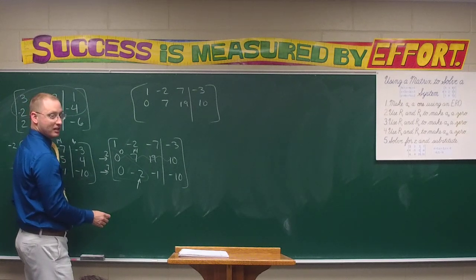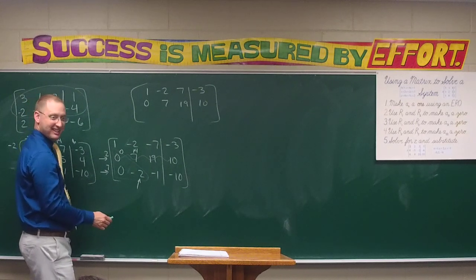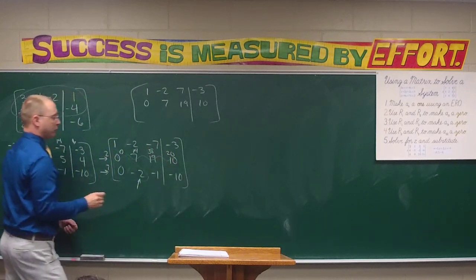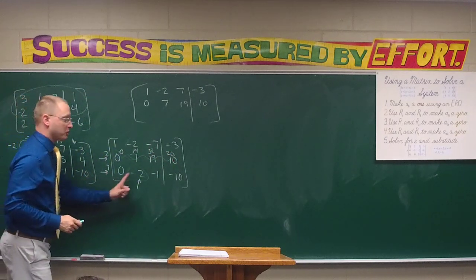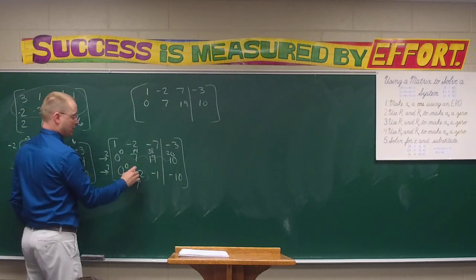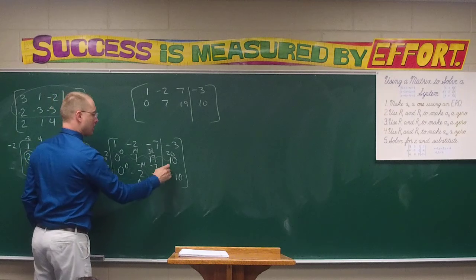11, 19 times 2. Correct. 30. Yes. And 20. There we go. So 0, 14, 38, 20. And in the bottom row, we've got to multiply that 7 through, Maddie. 0, negative 14, negative 7, negative 7.